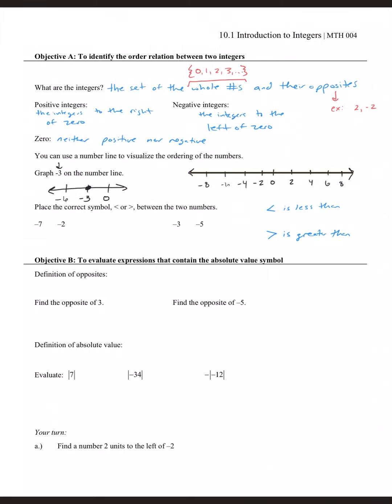So we have -7 and -2. If you need to, reference your number line. -7 would be right in here, and -2 is right here. Since -2 is more to the right, that is bigger. What about -3 and -5? -3 is greater than -5.